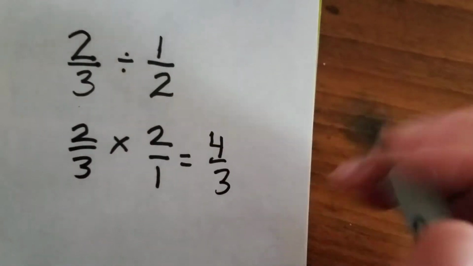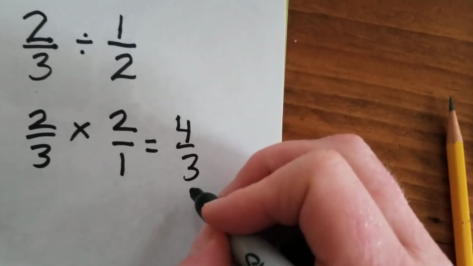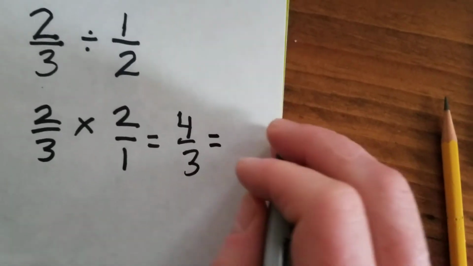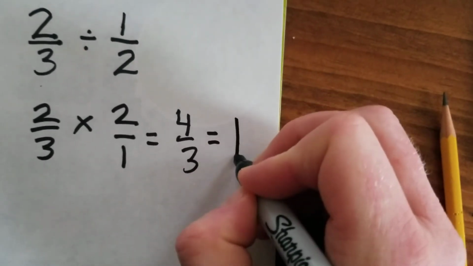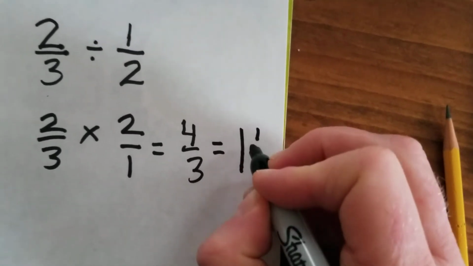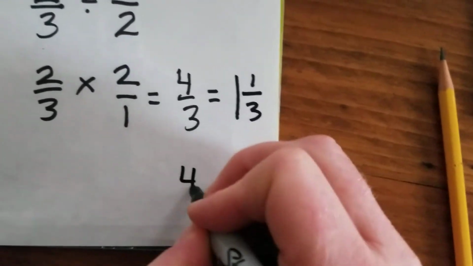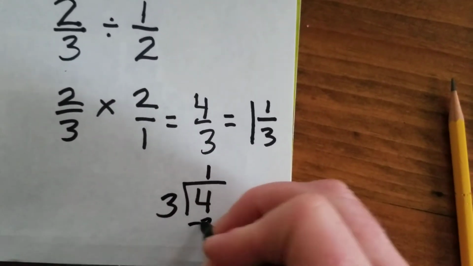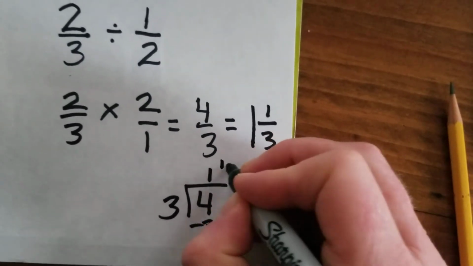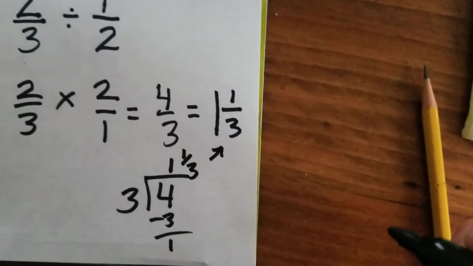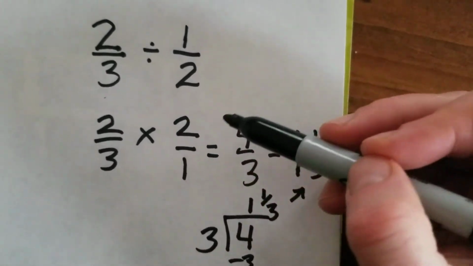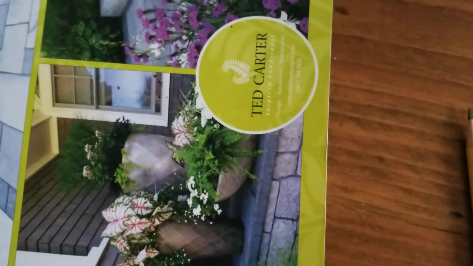Now in this case, since this is the answer, we can change this improper fraction to a mixed number. 4 divided by 3 is 1, with 1 left over out of the 3. So if you want to see me do that out, 4 divided by 3, 1 times 3 is 3, 1 left over out of 3, 1 1/3. So keep, change, flip. Okay, let's do one more where we have a whole number.